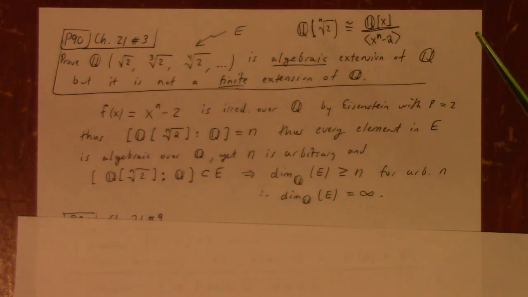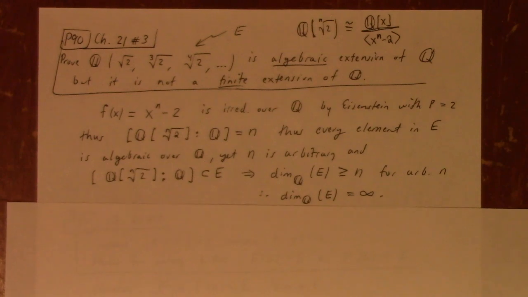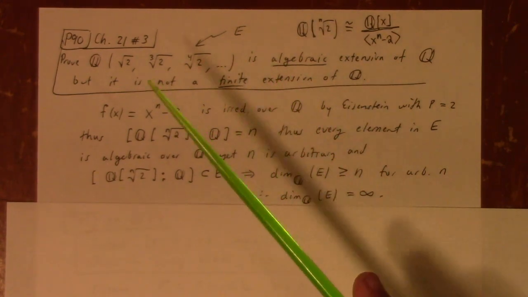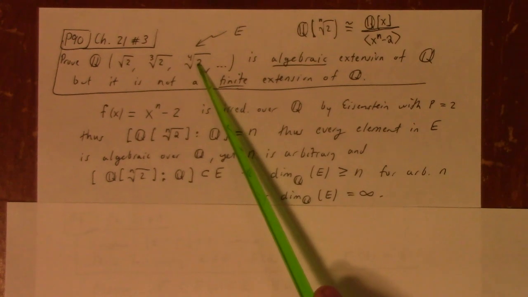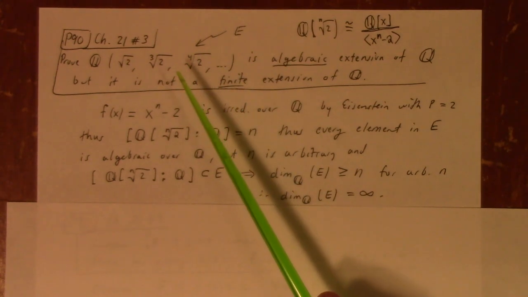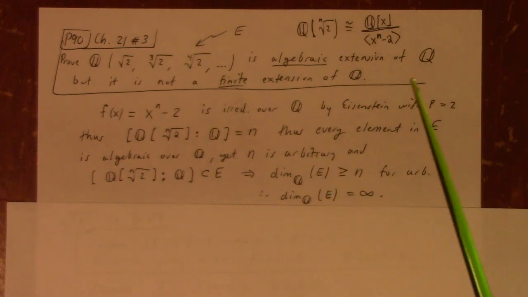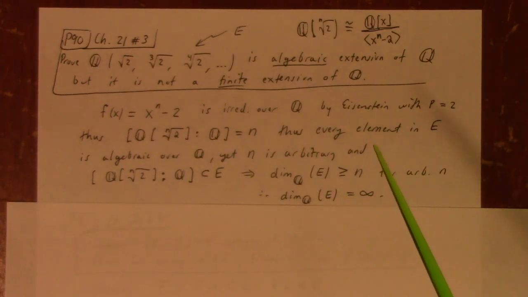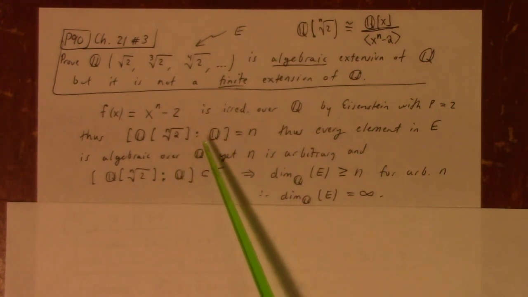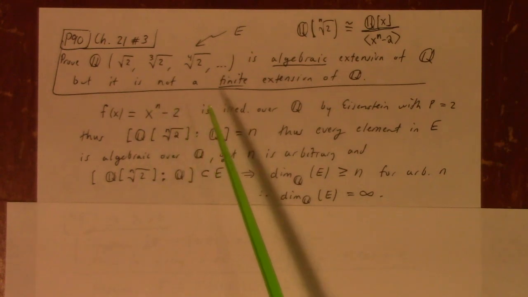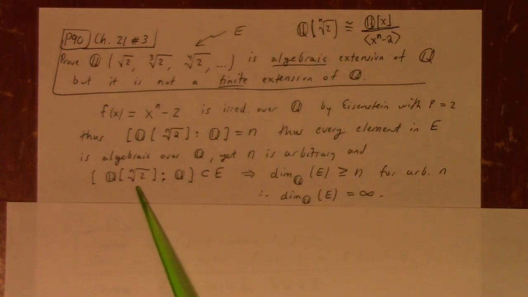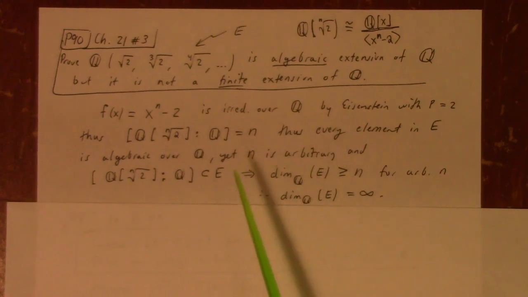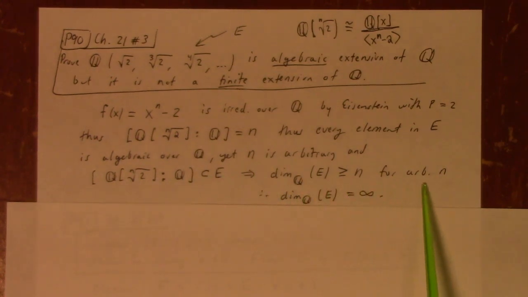But notice that that works for arbitrary n. So that means every element in here is algebraic, which means that it's an algebraic extension. But on the other hand, it is certainly not a finite extension because it contains the subfield Q adjoin the nth root of 2, which is degree n. Which means that the dimension of E is greater than n for arbitrary n, which means that the dimension of E over Q is infinity. So of course it's not a finite extension.